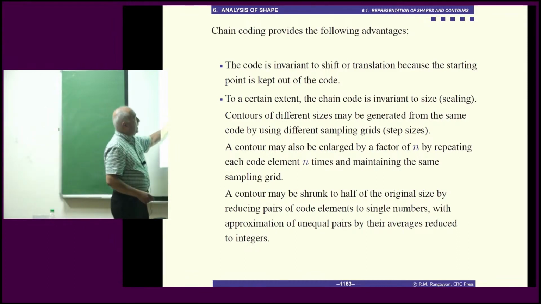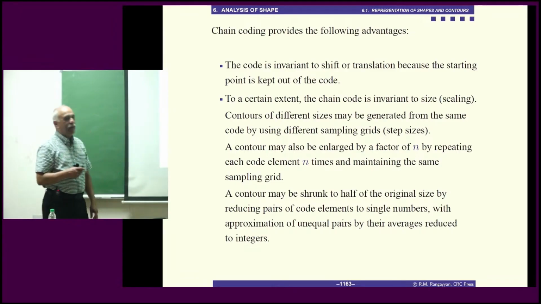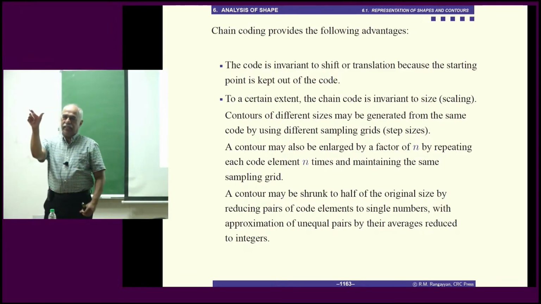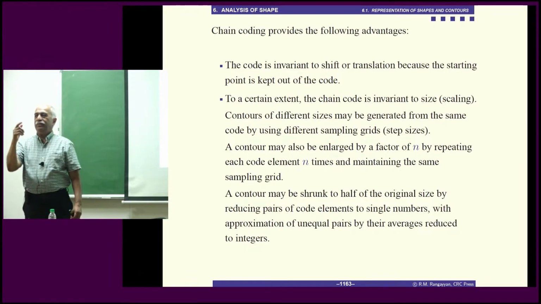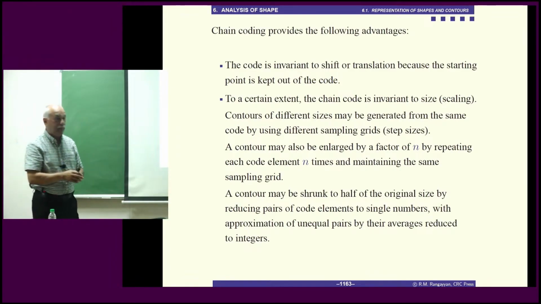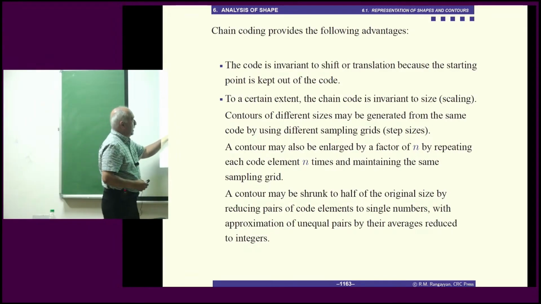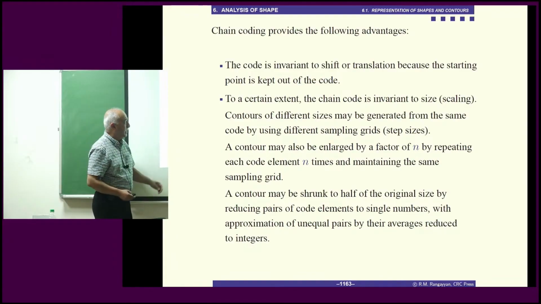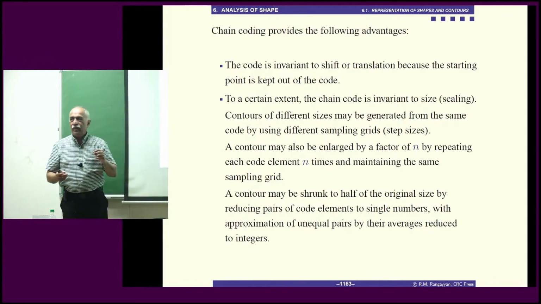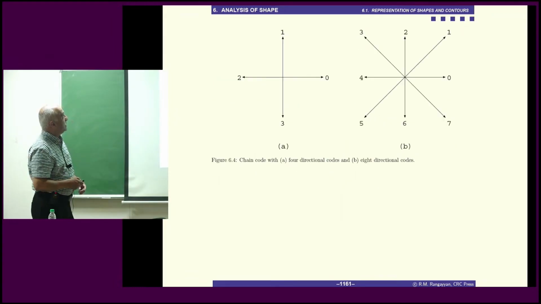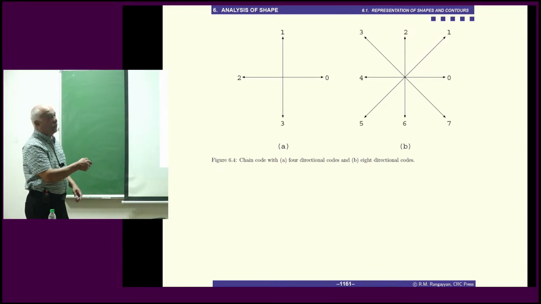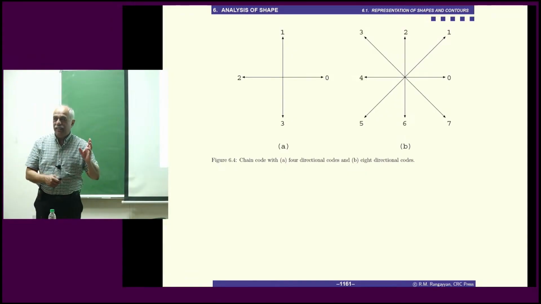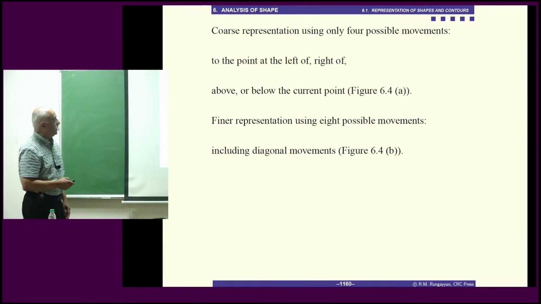A contour may also be enlarged by a factor of n by repeating each code element n times. So instead of changing the step size, you may say, I will do the same thing twice or thrice, and that also leads to enlargement or expansion. It may be shrunk to half the original size by reducing pairs of code elements, averaging to single numbers. But then, what is the average of these? You don't have that in between. If you have 1, 1, 1, fine, you can keep just 1. But when there is a change in direction, then there is an issue with that kind of averaging.